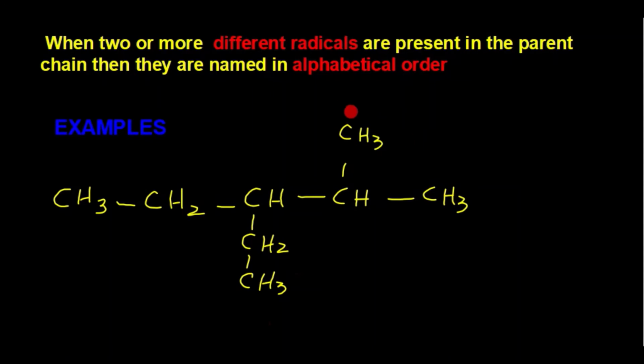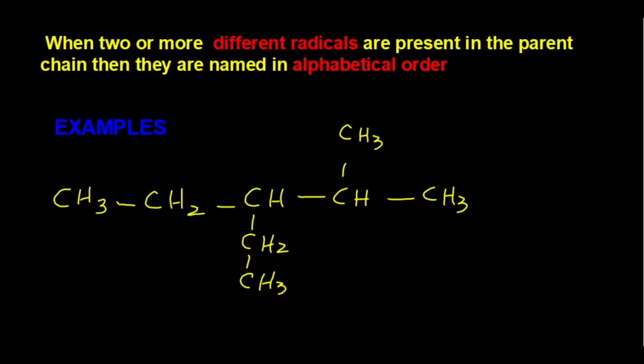So we will not take this chain as a parent chain, because we know the IUPAC rule. If 2 chains are of equal length, then we will select the chain as a parent chain which contains the greater number of branches. So this chain contains the 2 branches, so that's why we will select this chain as a parent chain. This is the parent chain, students.